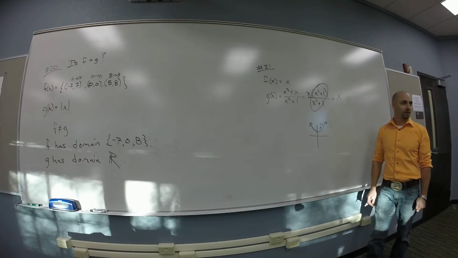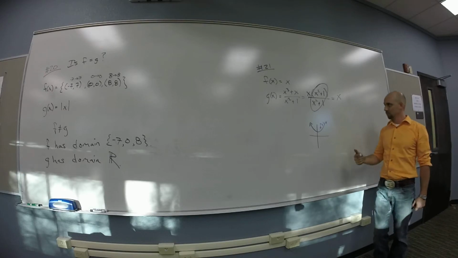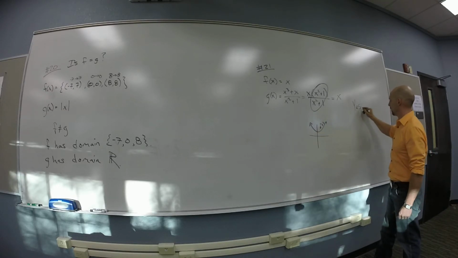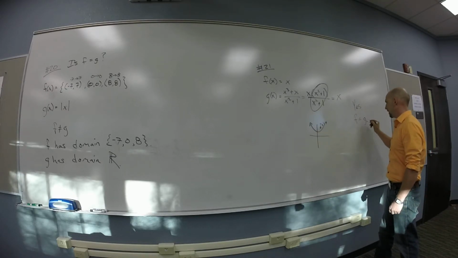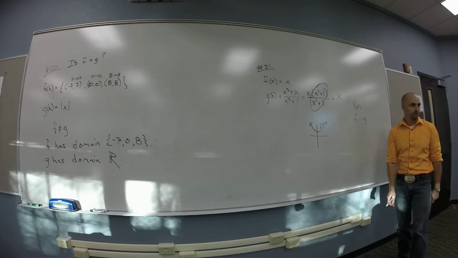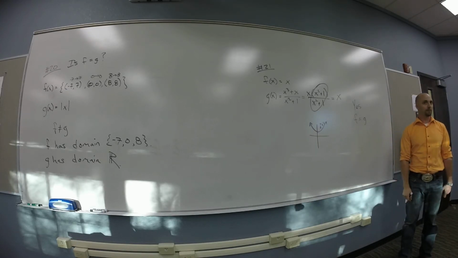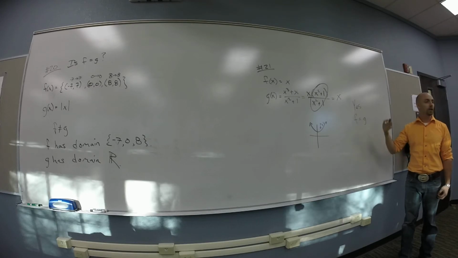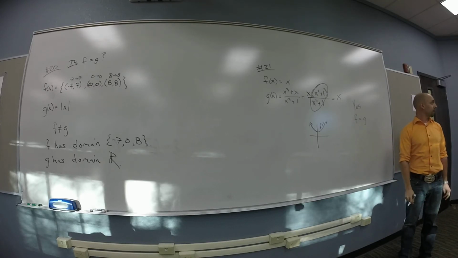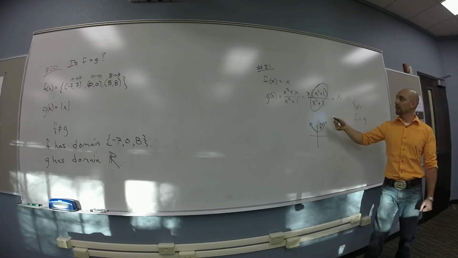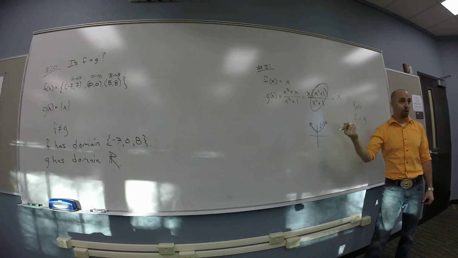So what do I write? Yes, f equals g. You guys see that? They have the same domain, they have the same range. In fact, they're the exact same thing. The only difference is that I canceled something that can never be 0 anyway.